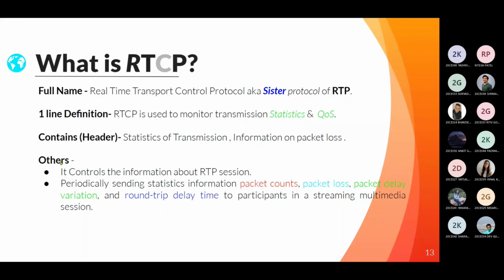Other facts about RTCP: it controls the information about the RTP session. As I told, it is monitoring transmission, periodically sending statistics and information such as packet counts. So what statistics does it contain? It contains the packet counts, packet loss, packet delay variation, and round trip delay time to participants in a streaming multimedia session.